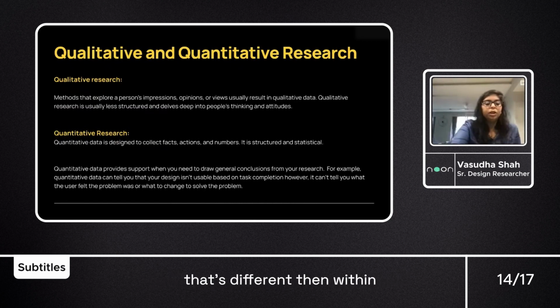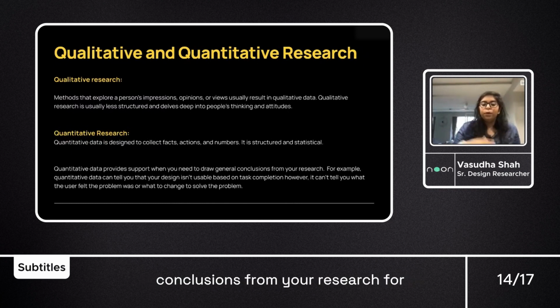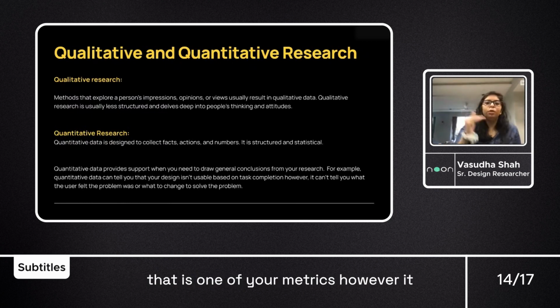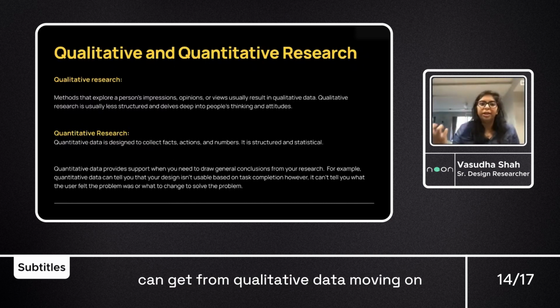That's different then. Within quantitative research, quantitative data is designed to collect facts, actions, and numbers. It is structured and it's very statistical. Quantitative data provides support when you need to draw general conclusions from your research. For example, quantitative data can tell you that your design isn't usable enough based on task completion of the users, if that is one of your metrics. However, it can't tell you what the user felt the problem was or what to change to solve the problem. That is something that you can get from qualitative data.